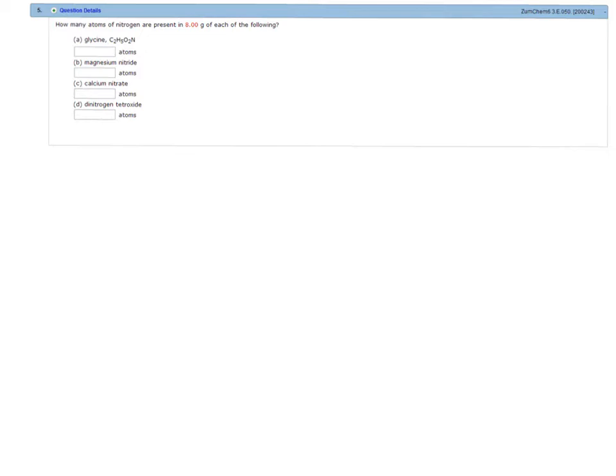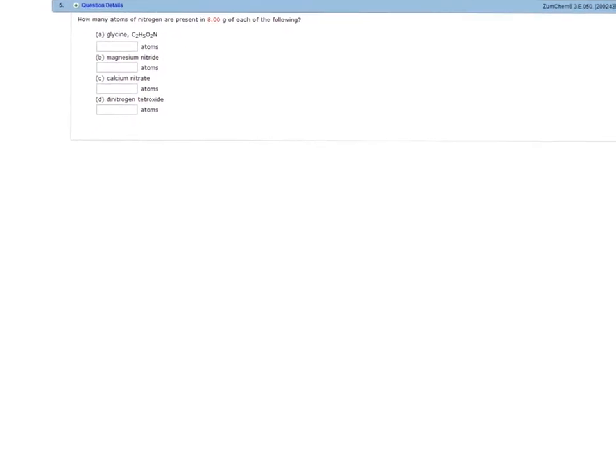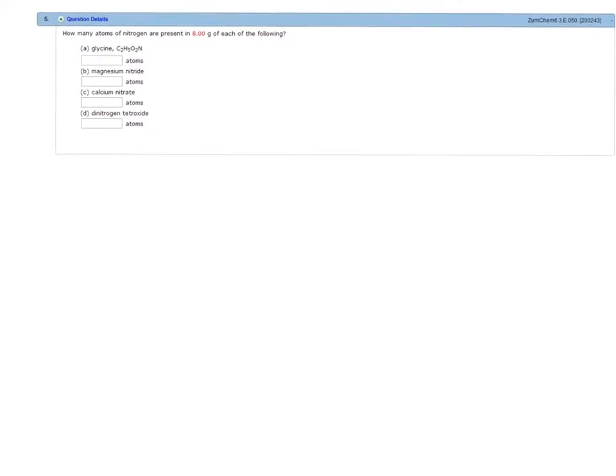And then we need to know the formula for each of these compounds, because we'll go from the number of molecules of each type to the number of atoms of nitrogen. So what they're asking us is atoms of a specific kind in the compound. So starting with number A, glycine. This is the only one that they give us the formula for. And I presume that you can look up molar mass pretty comfortably at this point.